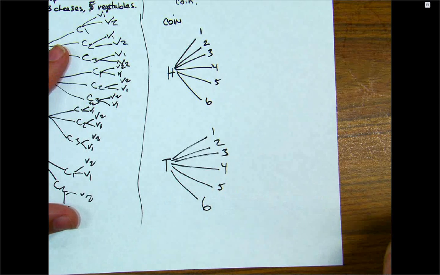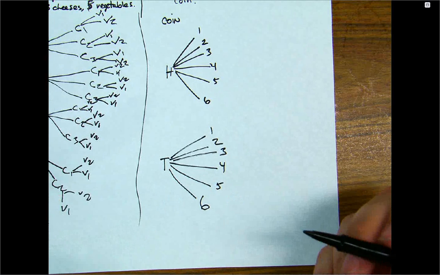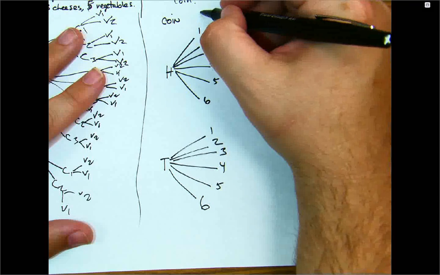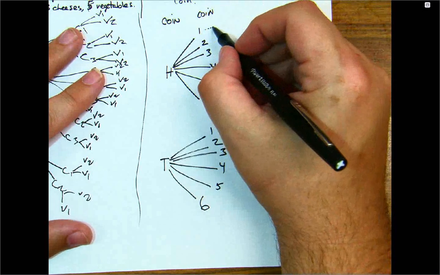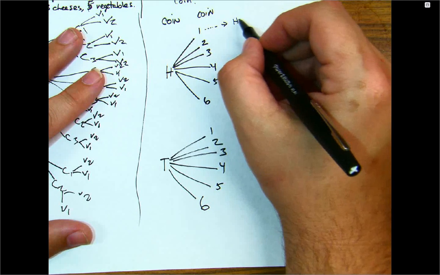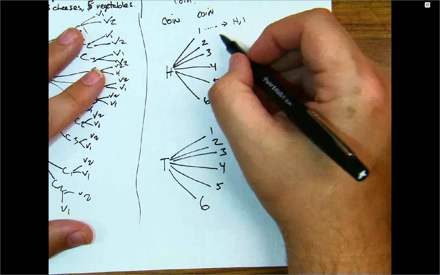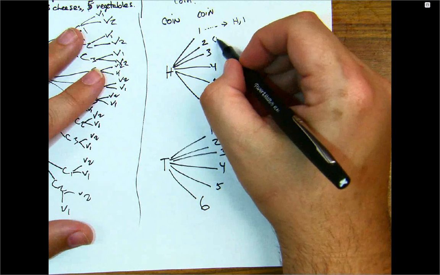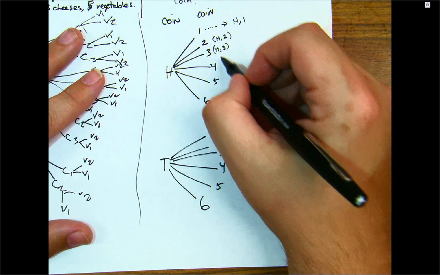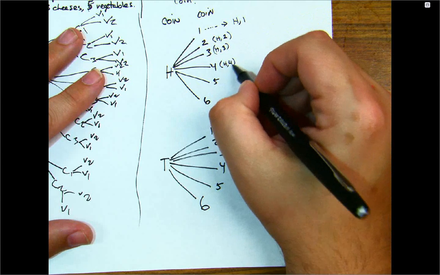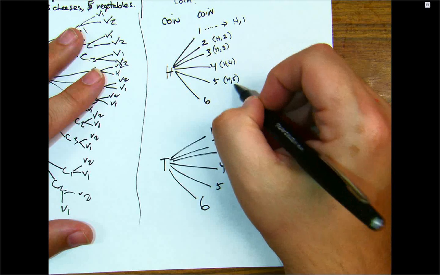This is what a tree diagram gives you. So there's the coin. Now, what this means is heads and you rolled a 1. This is heads, you rolled a 2. Heads, you rolled a 3. Heads, you rolled a 4. Heads, you rolled a 5. Heads, you rolled a 6.